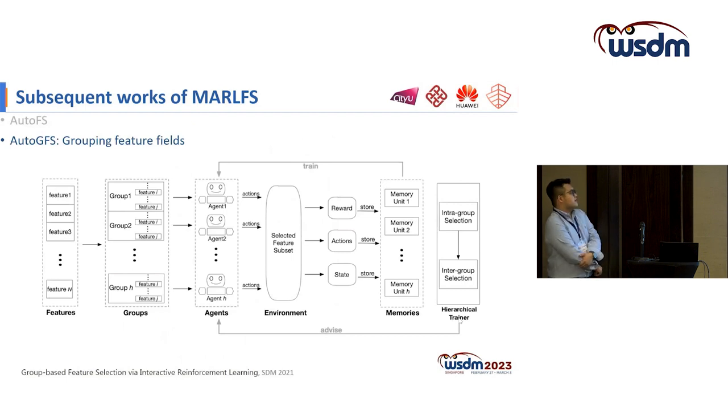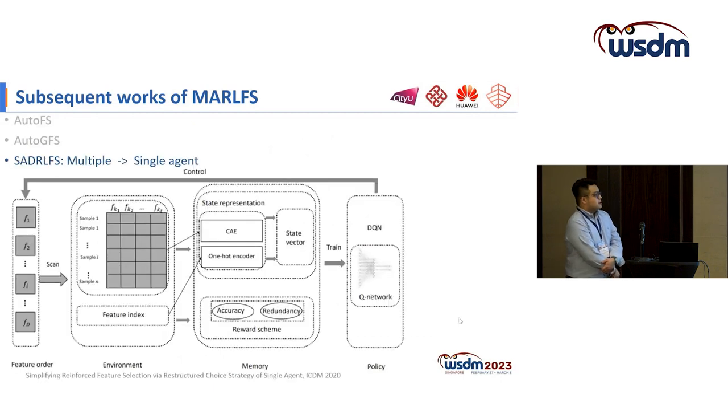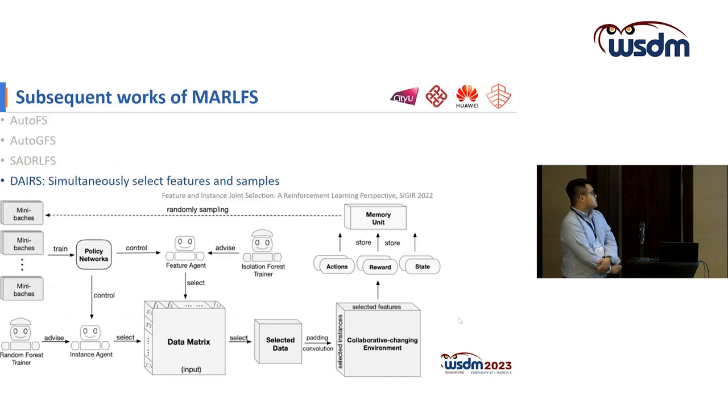And the second one is AutoGFS. In this work, the authors reduce the number of agents by grouping features and enhance the feature selection by considering the intergroup and intragroup information. Although AutoGFS reduces the number of agents, it is still conducted by multi-agent. And the authors further stress that we could select the features by a single agent. And last, the authors also propose a method to select features and samples at the same time. All of this work is optimized by DeepQNet.